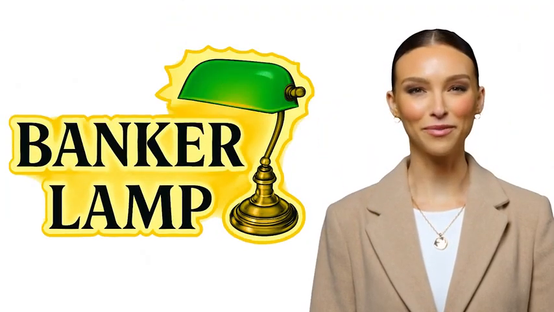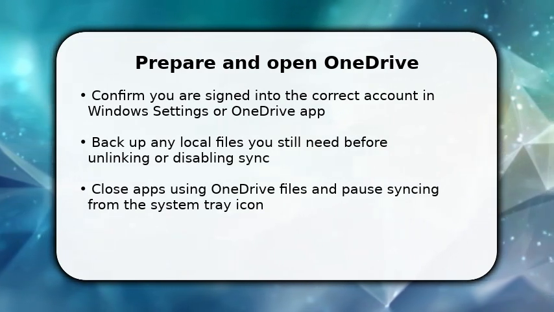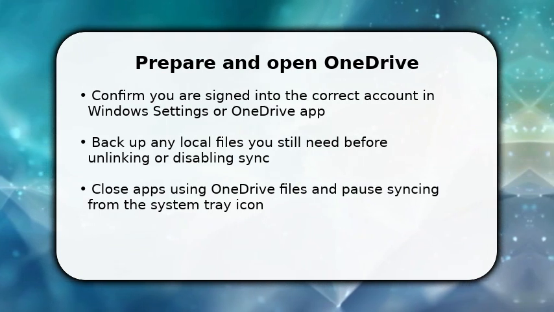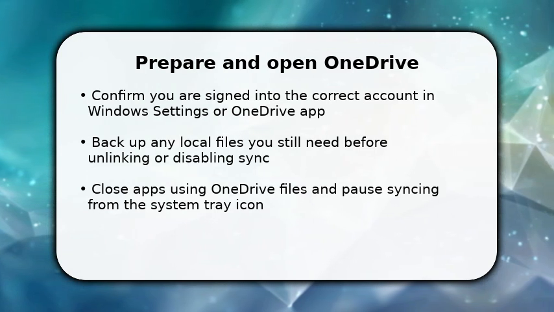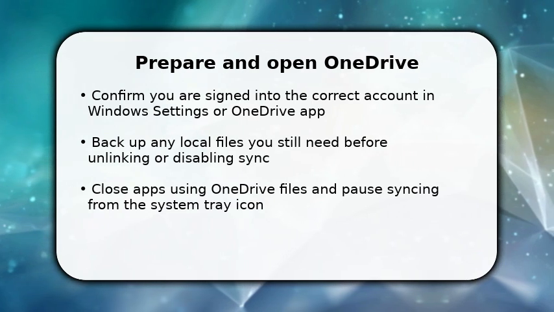Please enjoy the video. You start by confirming which OneDrive account is active and saving any unsynced files you need. This step prevents data loss. Open the OneDrive app from the system tray, then click Help in Settings and choose Settings. Once done, pause syncing to stop file transfers while you work.